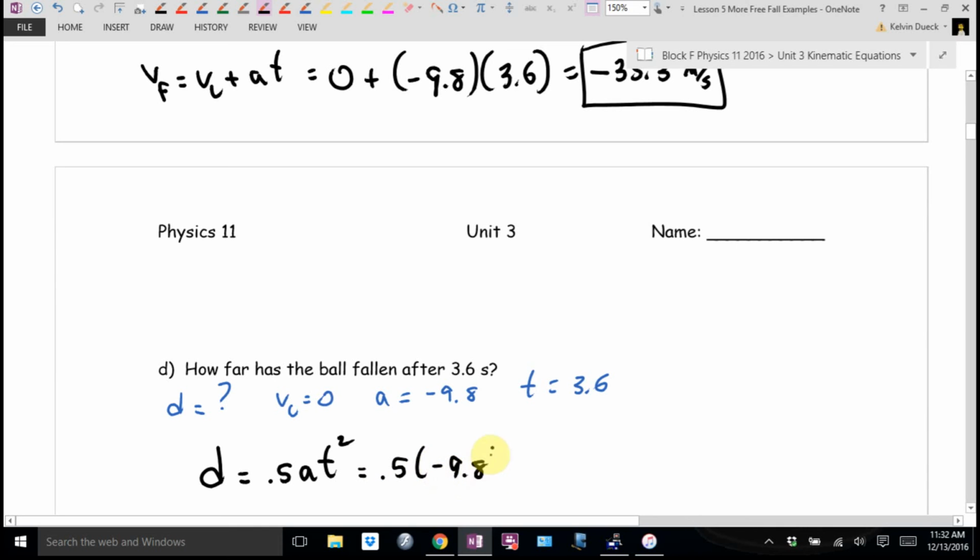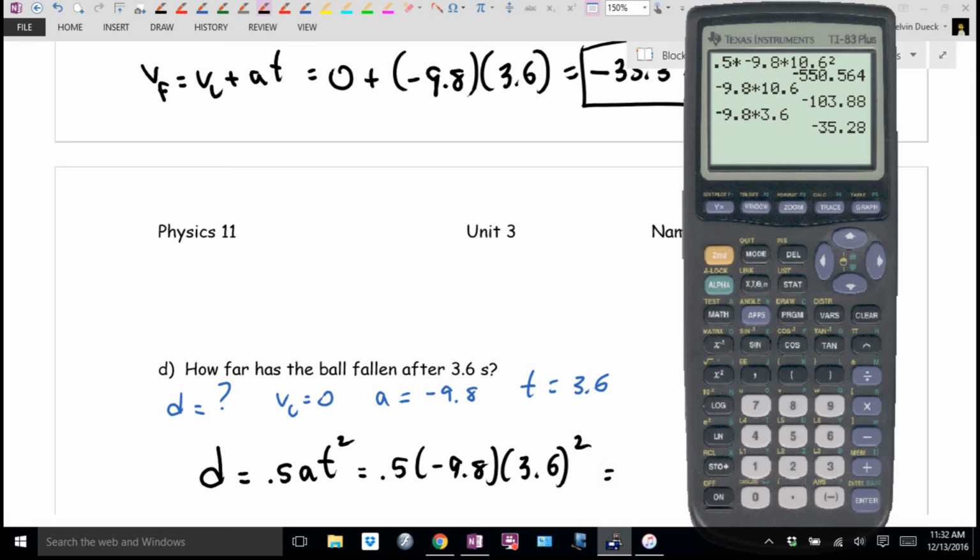Negative 9.8, 3.6 squared. By the way, after 3.6 seconds, am I above or below from where I started? So imagine we dropped it. After 3.6 seconds, are we above or below from where we started? Am I expecting a negative or a positive answer here? I'll smile when I get a negative, right? I won't freak, I'll smile.